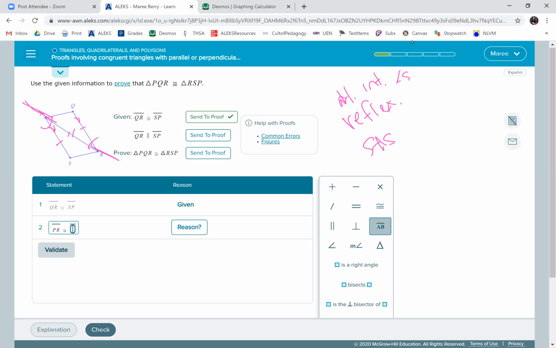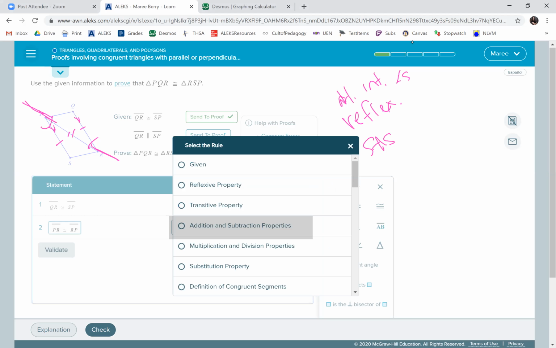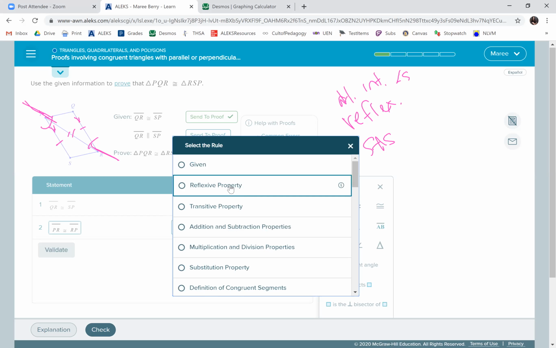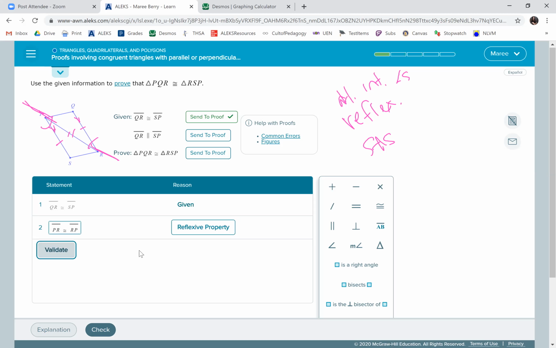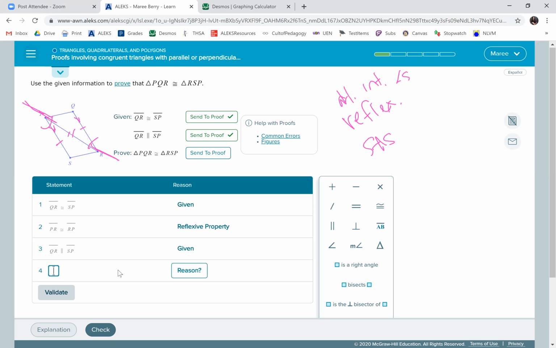PR is congruent to RP. Remember the order that we want to do, and that is reflexive. Okay, then we're going to do the parallel thing. Then I'm going to say these are parallel. That's given. Because they're parallel, we have angle PRQ, this one right here, is congruent to angle RPS.